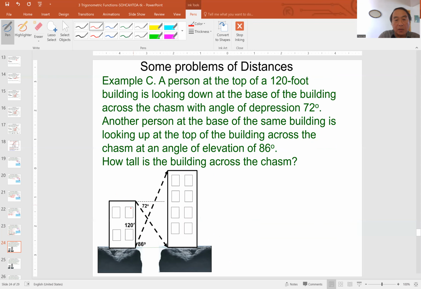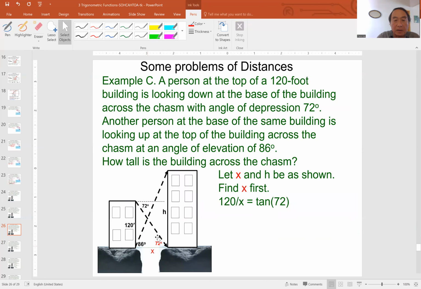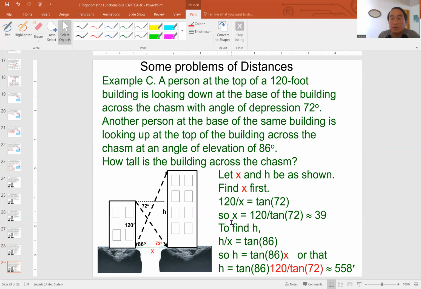Okay, and here I have two buildings, one looking up and one looking down. One has a height of 120 feet, and the angle of elevation is 86 degrees, and this is 72. Find out how big the building on the other side is. So I'm going to let x and h be as shown. From the perspective of the 72 degree angle, which is the same angle as this, the tangent of 72 is 120 over x. So I can solve for x first. Once I find x, I can find h using the tangent of 86, which is h over x, and I can solve for h. And so this is the answer.